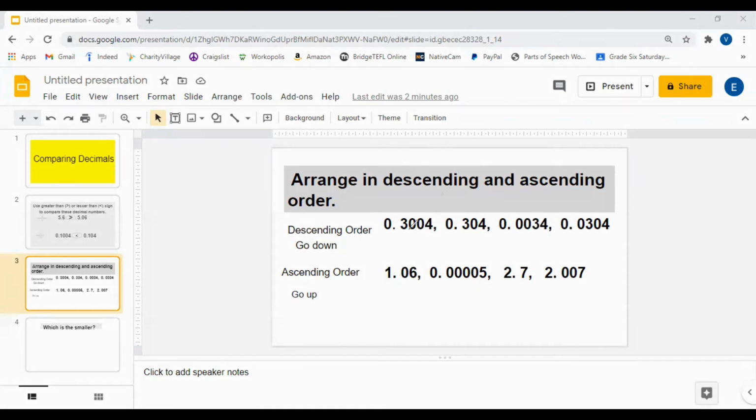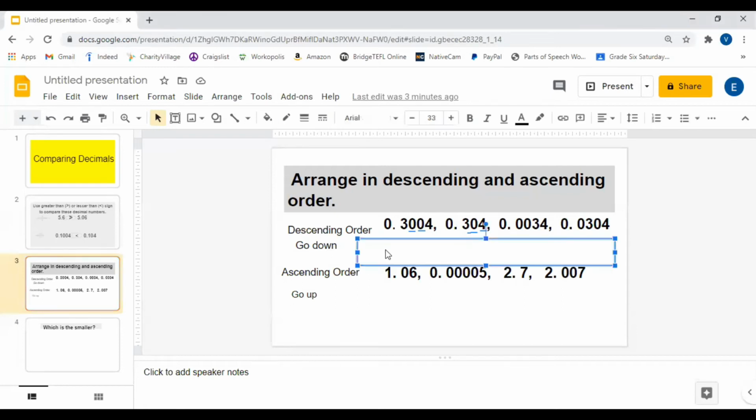Now look at the third digit, which is 0. The third digit in the other number is also 0. So we can't use the first, we can't use the second, and we cannot use the third digit to determine which is bigger. So I'm going to go to the fourth digit. The fourth digit here is 0, and the fourth one here is 4. And guys, 0 is smaller than 4. So I'm going to use 0.304 to be the biggest number. Let me put it here.